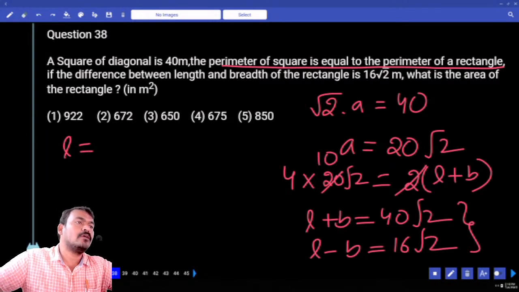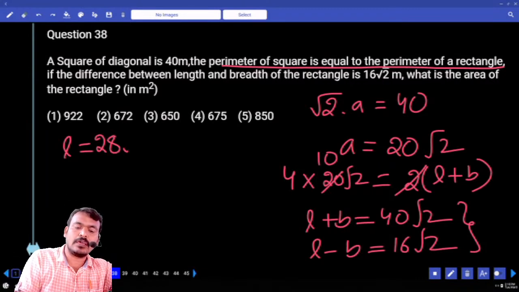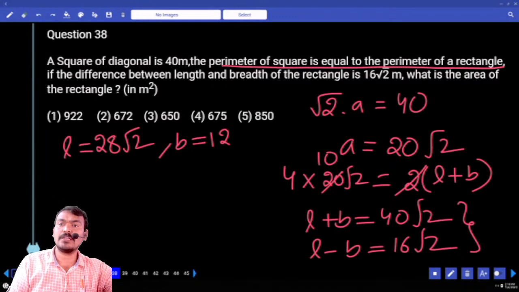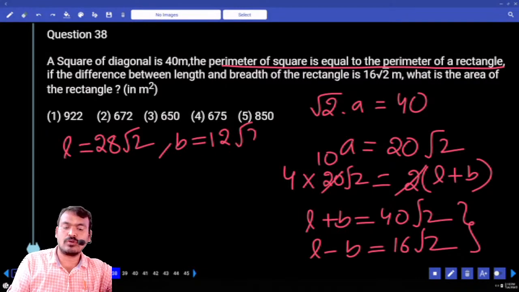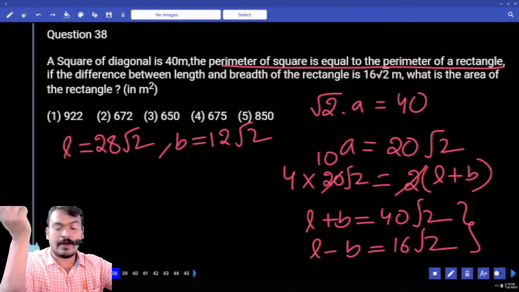By 2 means 28. Then the length of the rectangle is 28 root 2. Length value 28 means breadth value 12 or not? Breadth value is how much? 12 root 2 or not? Length value 28 root 2, then breadth value 12 root 2.